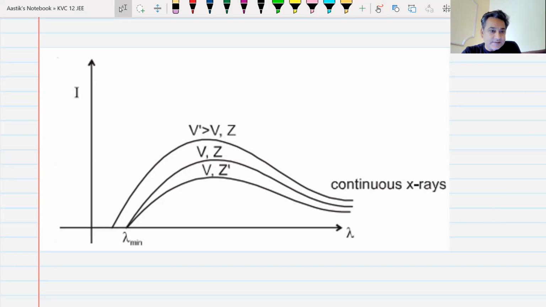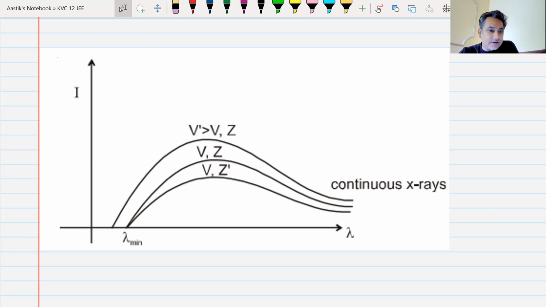Do we understand this? Yes or no? Yes, sir. I hope you are understanding and making sense of what is being taught here. Okay. Shall we move ahead? Yes, sir.